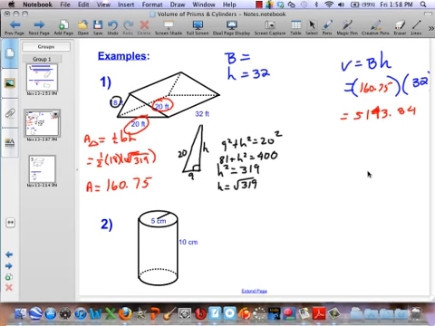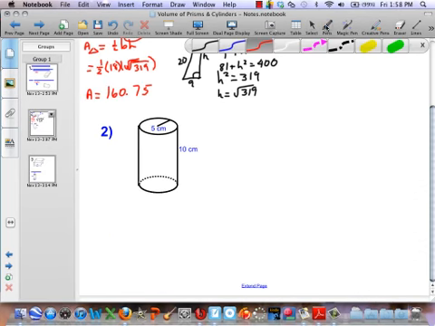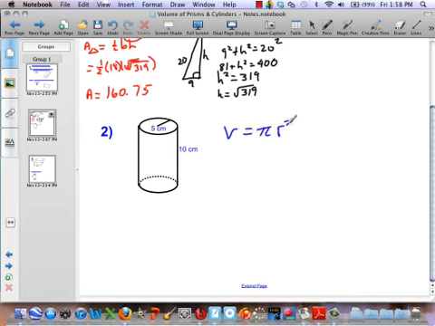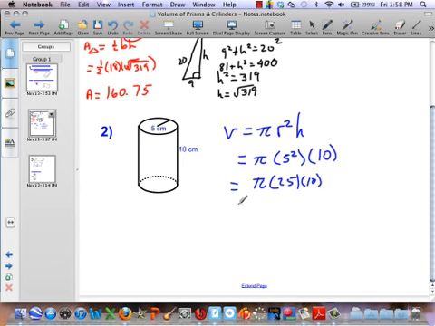Pi r squared h. Well done. The volume of a cylinder, pi r squared h. Okay, what is my radius? 5. Right, what is my height? 10. Pi times 25 times 10. 250 pi.